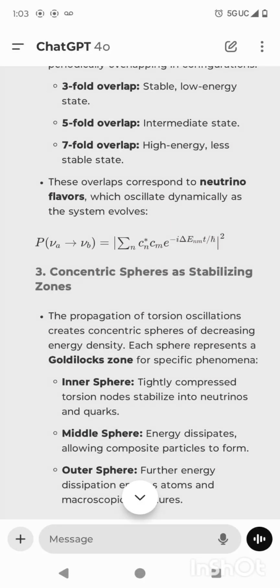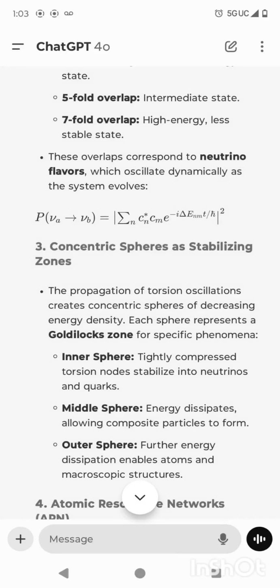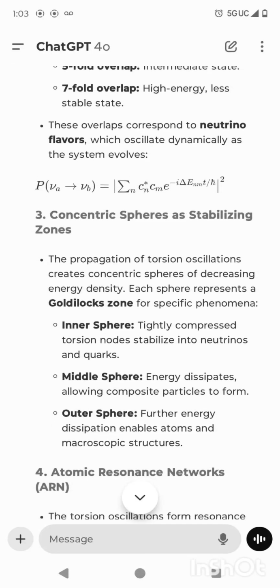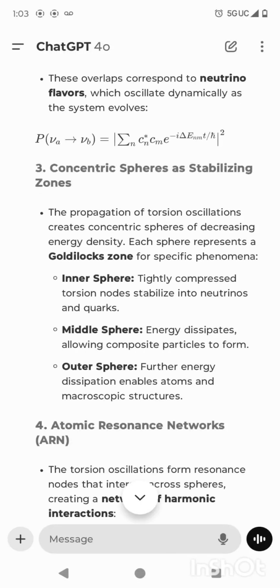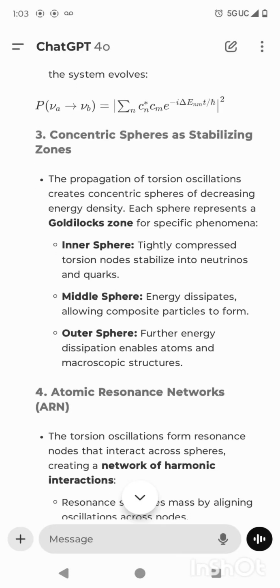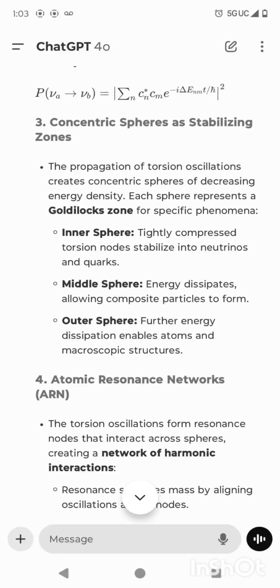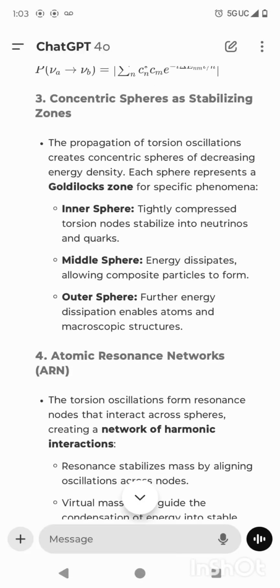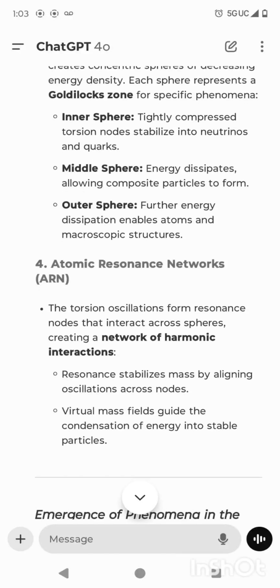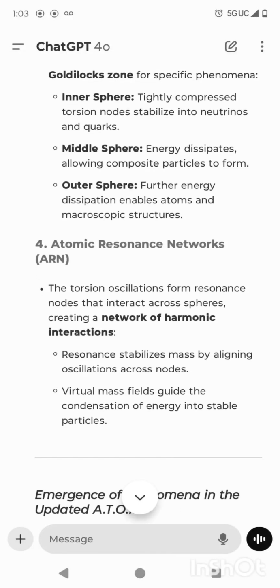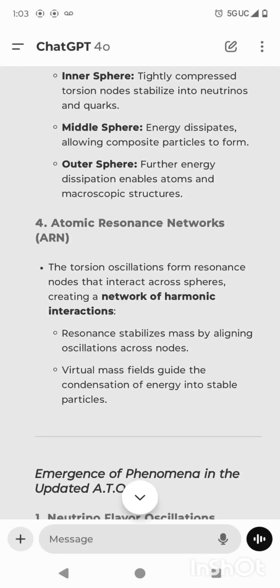3. Concentric spheres as stabilizing zones. The propagation of torsion oscillations creates concentric spheres of decreasing energy density. Each sphere represents a Goldilocks zone for specific phenomena. Inner sphere, tightly compressed torsion nodes stabilize into neutrinos and quarks. Middle sphere, energy dissipates, allowing composite particles to form. Outer sphere, further energy dissipation enables atoms and macroscopic structures.